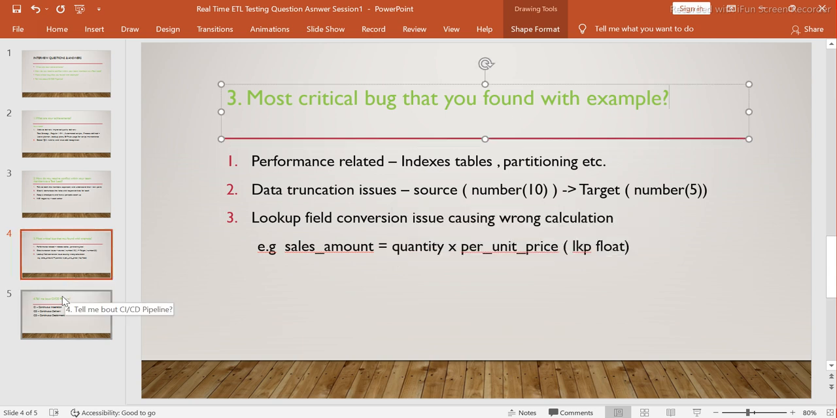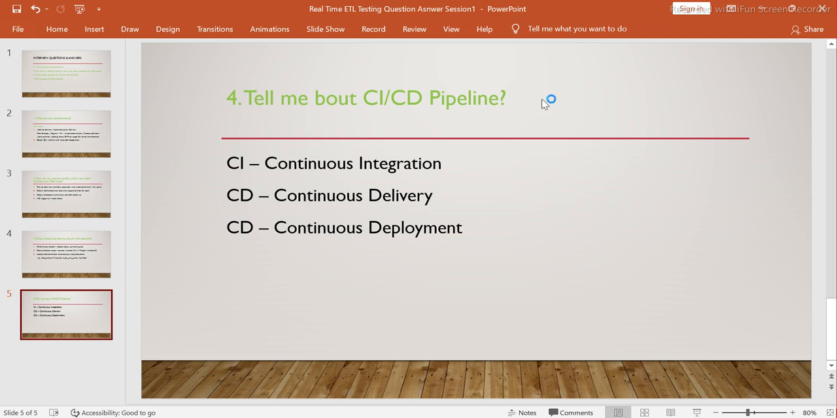Now guys, let's move to the last question, that is: tell me about CI/CD pipeline. All right guys, as I said, this is something related to automation, or I would say DevOps, right guys? So now, let me do one thing.